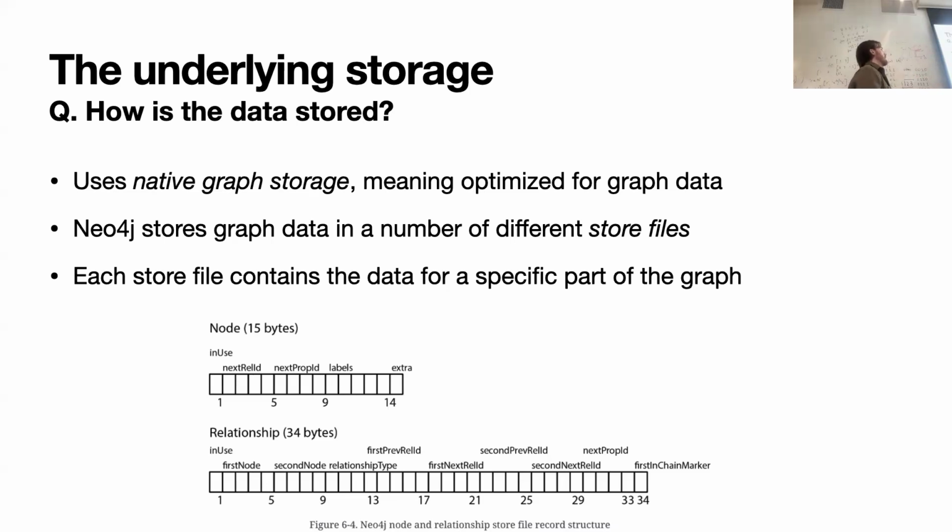The way it does this is it has different store files. So it has a store file for nodes, a store file for relationships, store file for properties and labels. And these all have fixed record types. And inside of the record type, you'll have some kind of pointer or offset into the relationship store file of the relationship that connects a node to another node. So in constant time, you can jump from one node to another.